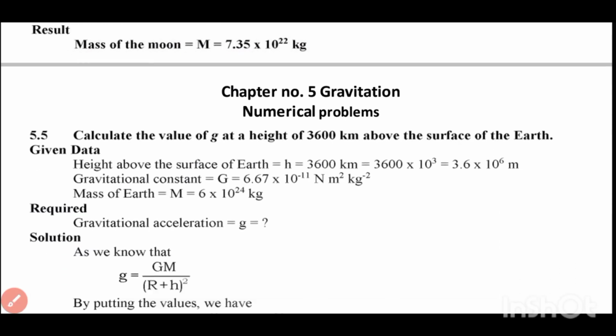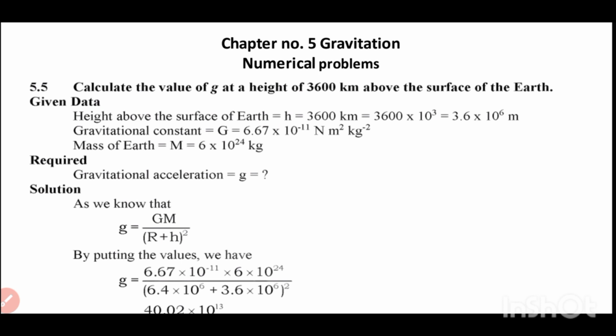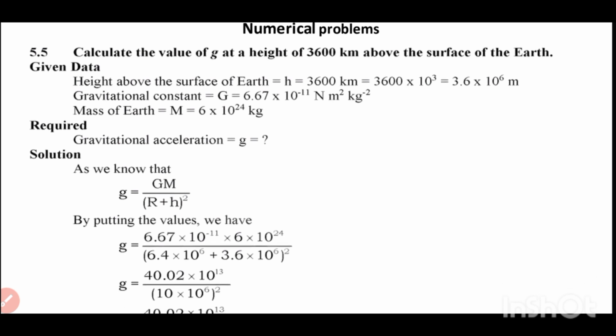So dear students, now we discuss numerical 5.5. Calculate the value of g at a height of 3600 km above the surface of earth. So the data that is given, height above the surface of earth denoted by h is equal to 3600 km. After converting into meter, we get 3.6 multiplied by 10 raised to power 6 meters.